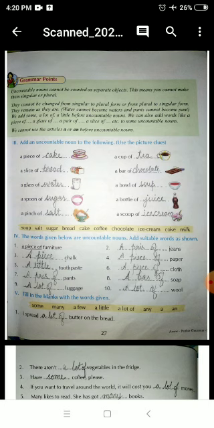I spread dash butter on the bread. So students, butter is an uncountable noun. So what will we use for this? We will use a lot of. I spread a lot of butter on the bread. Number 2, there are not dash vegetables in the fridge. So what will we use here? We will use a lot of. There are not a lot of vegetables in the fridge.